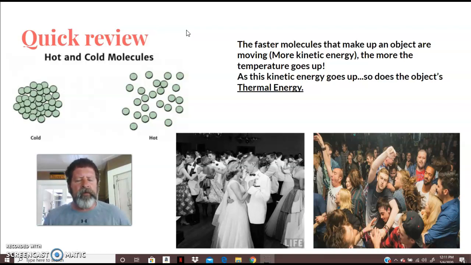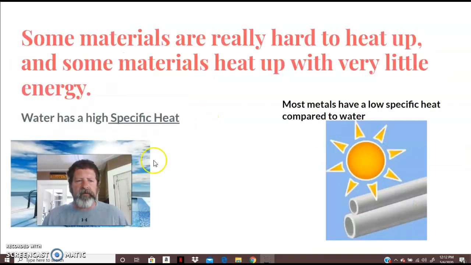Cold molecules are going to tend to move slowly. The faster the molecules that make up an object are moving, the more kinetic energy they have, and the more the temperature goes up. So as kinetic energy increases, so does an object's thermal energy. I compare it to a slow dance. That would be like the molecules inside of a metal pipe. They'd be moving slow, and then as you hold it over a flame, it'd be more like a crazy mosh pit. So as kinetic energy increases, so does thermal energy.